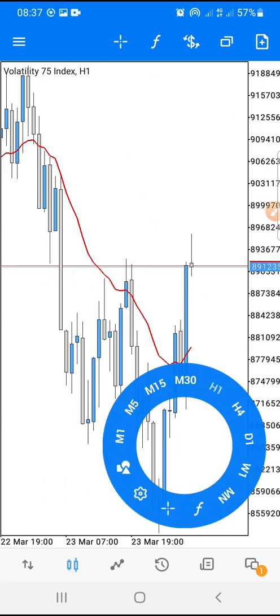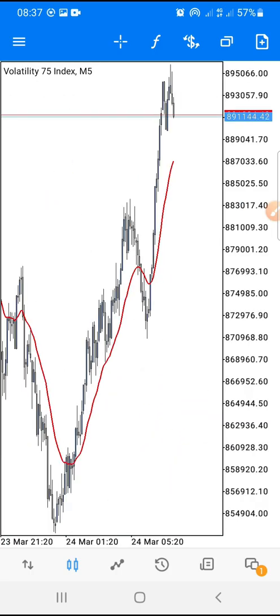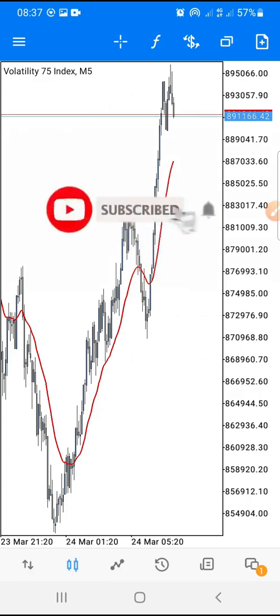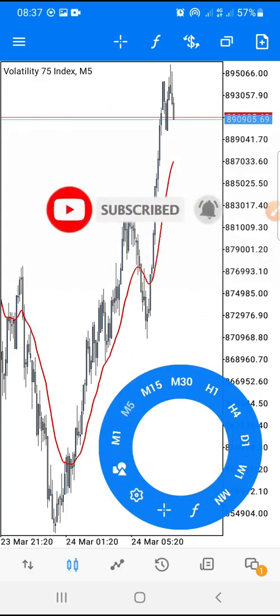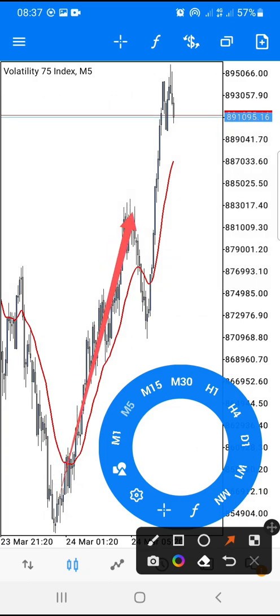So let me just go to 5 minutes so that you can see clearly what I've already sent in the group. As you can see here, the market has moved to the... Let me use this pen over here and then show you. So the market went there, and it pulled back and continued with an uptrend. So this is what I'm talking about.